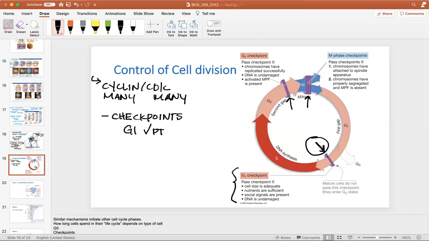The G1 checkpoint occurs after the cell has spent some time in G1, and remember that G1 is when the cell is growing and doing its cellular functions, and just before the cell goes into DNA synthesis. There's a few things we want to check to make sure that the cell is ready to enter DNA synthesis. So if the cell size is big enough, if there's enough nutrients available to the cell, if there's something called social signals that are present. Social signals are often something called growth factors, and we're going to talk more about those in a second.